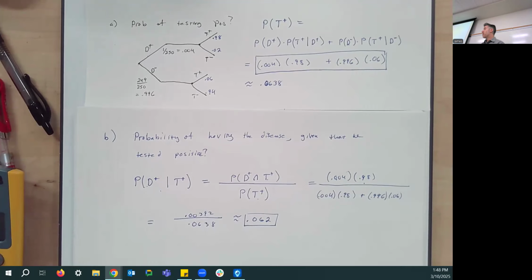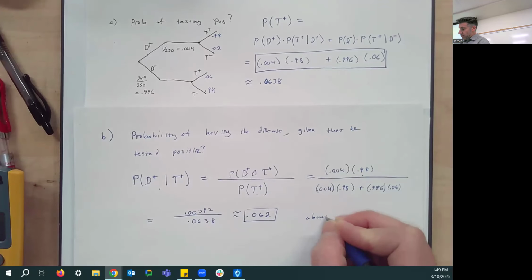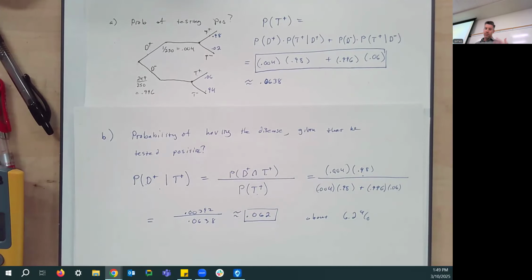So, contrary to what we might have thought before, the probability of having the disease given that you have a positive test is about 6.2%. Nowhere near the 98% positive test given that you have the disease percentage. So, not a very high chance of actually having the disease given that you have a positive test because the disease itself is not very prevalent. That is the more influencing factor on our outcome here.